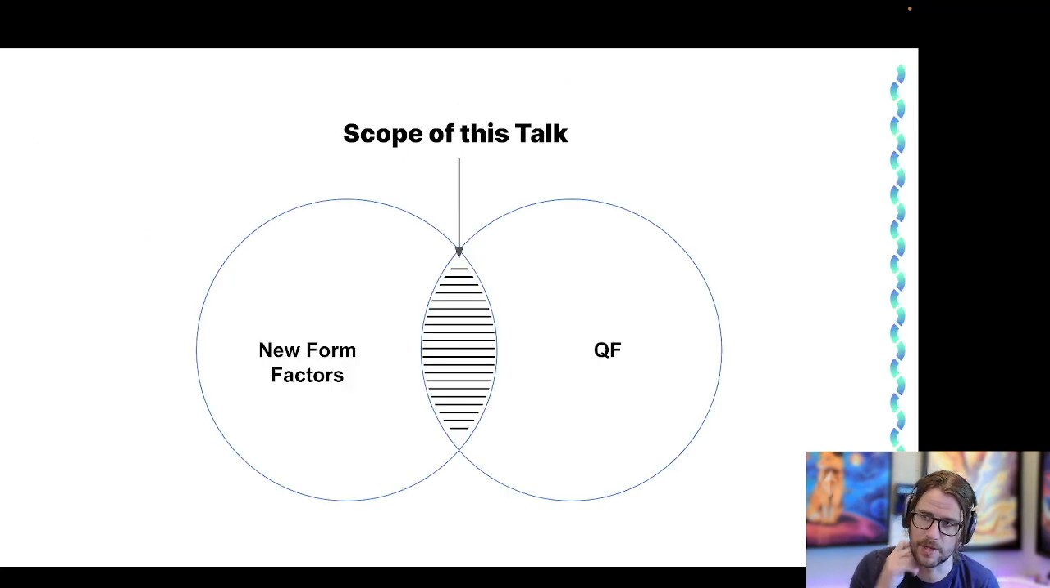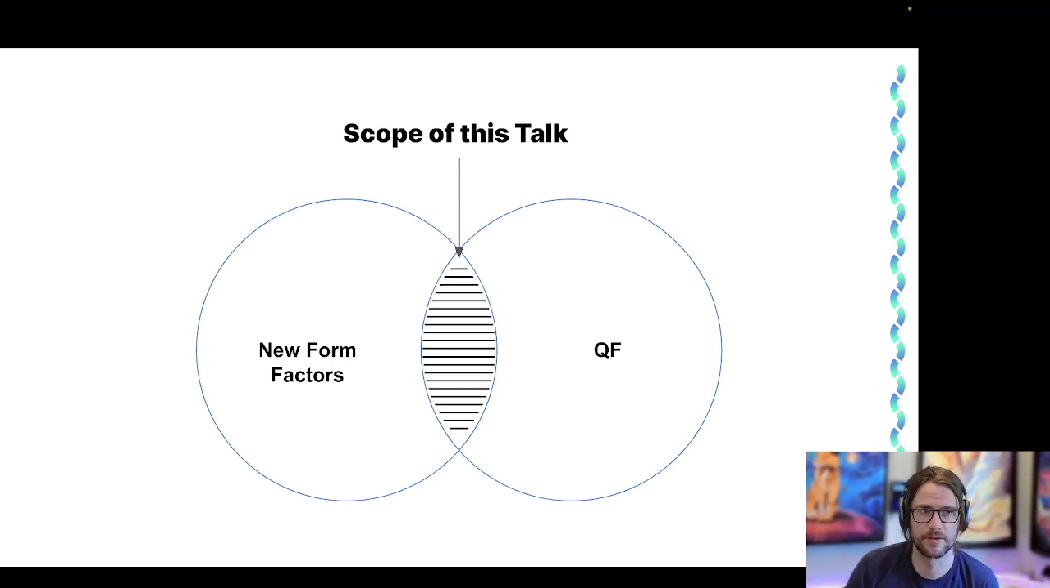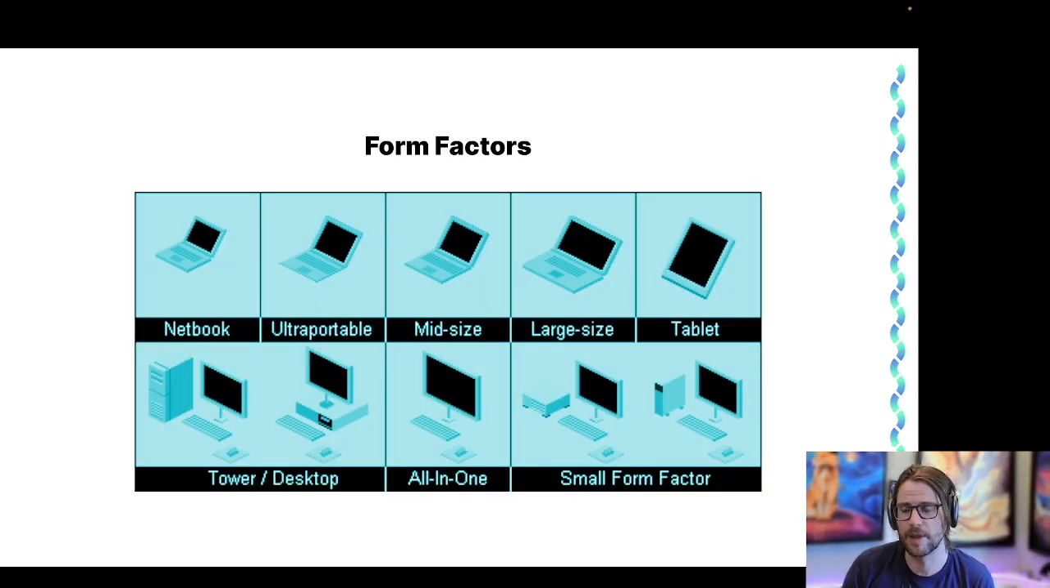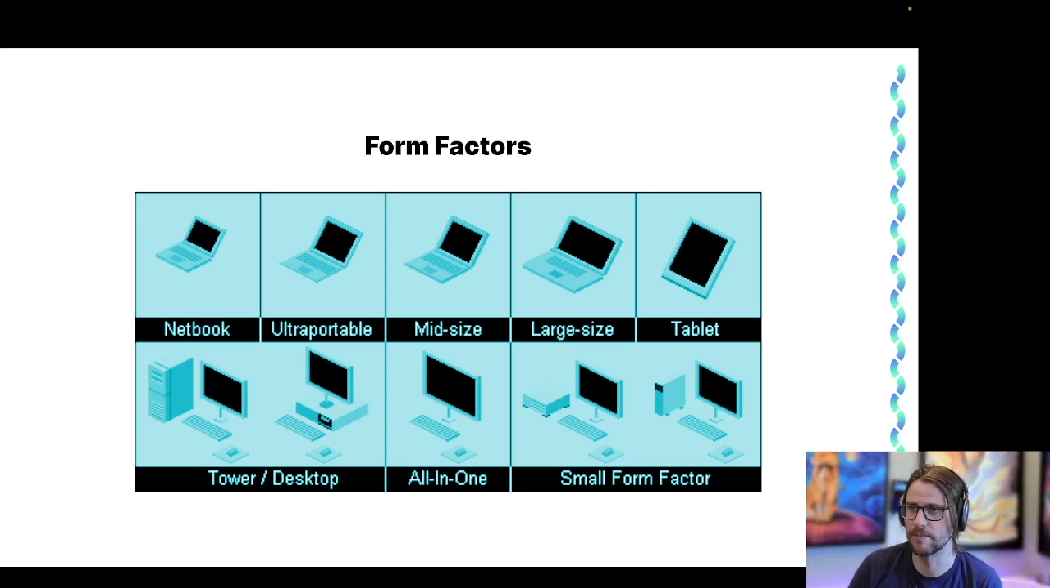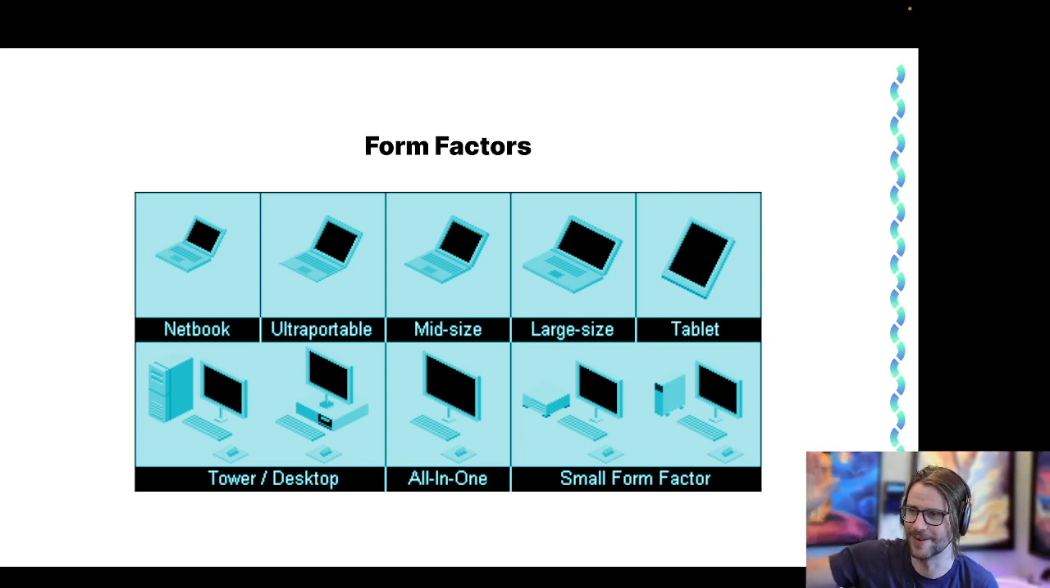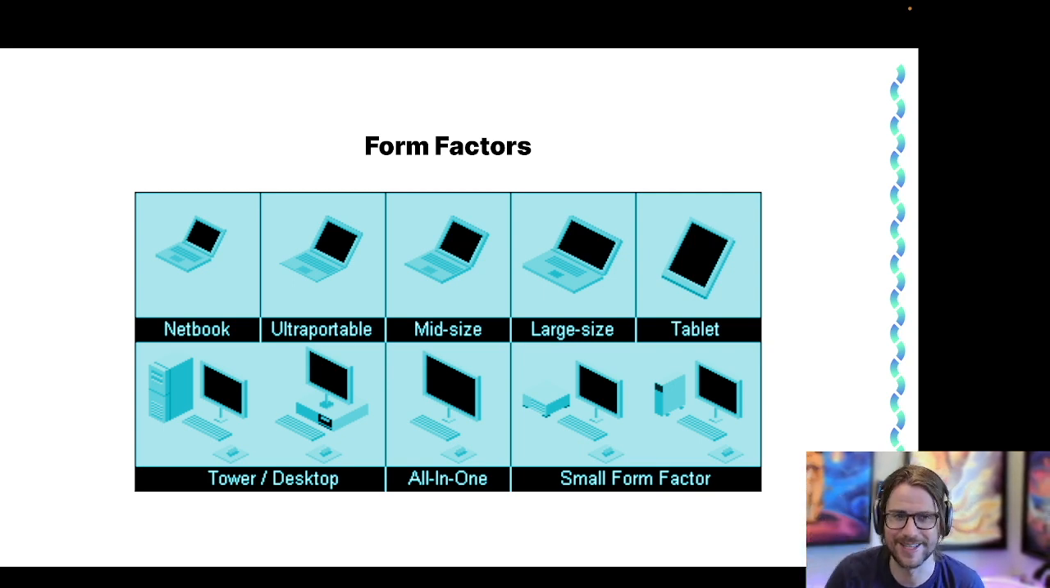So the scope of this talk is quadratic funding and then new form factors for quadratic funding. And by form factors, what I mean is different ways of packaging up a quadratic funding-like mechanism. So when I was giving this talk at Schelling Point, I said, raise your hand if you have a laptop, and everyone raised their hands. Raise your hand if you have a phone. Everyone raised their hands. It's really just to test audience engagement there.